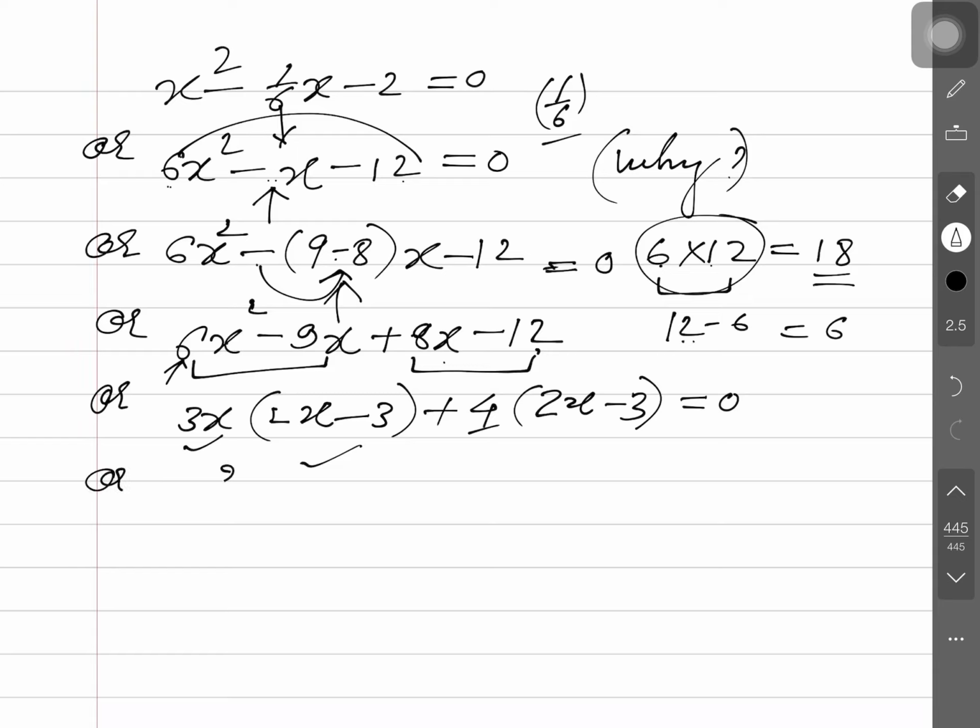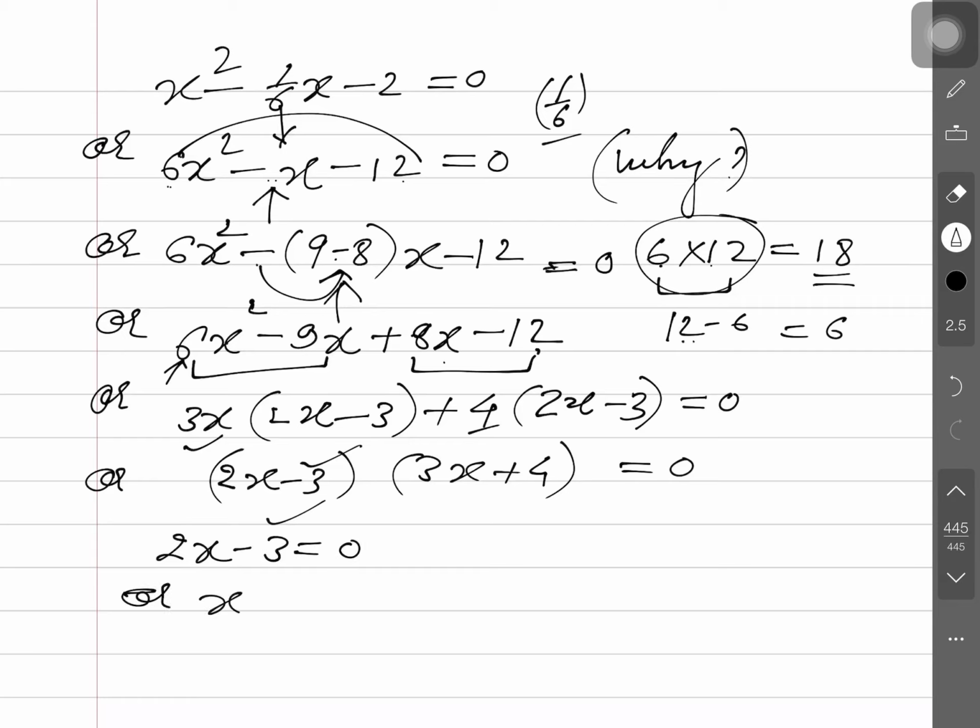So what is common in them throughout? 2x minus 3, and left here 3x plus 4 is equal to 0. This is called throughout common. You may see it all along the steps here. So we brought 2 factors here. For 0 we find 2x minus 3 is equal to 0, implies that x is equal to 3 by 2. And second, 3x plus 4 is equal to 0. What will this be? Minus 4 by 3.